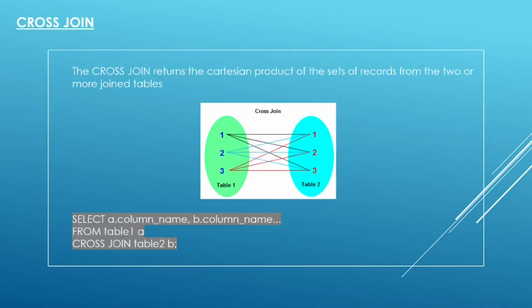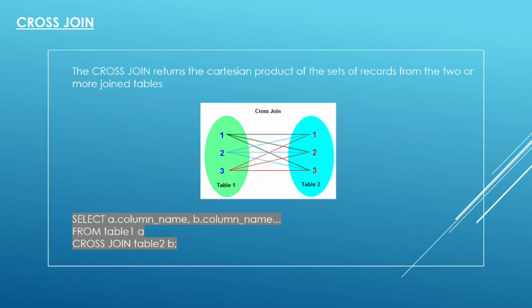Today we are going to learn about cross join. What the cross join does is it returns the Cartesian product of the sets of records from two or more joined tables, which means for each row in the first table it returns all the rows from the second table. So for example, let's say table 1 has 10 rows and table 2 has 5 rows. The output would be 50 rows, which is 10 multiplied by 5.